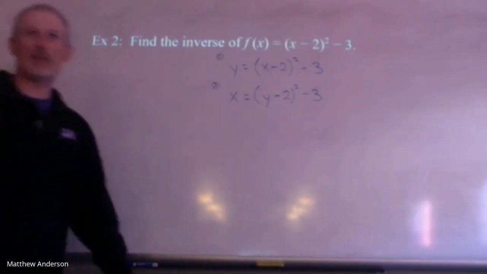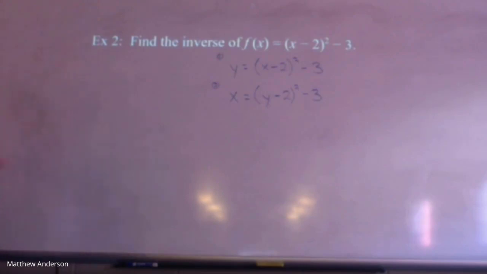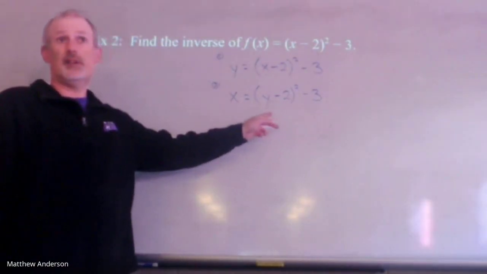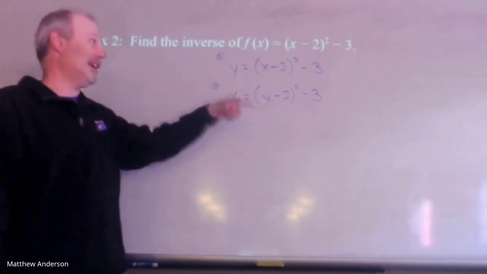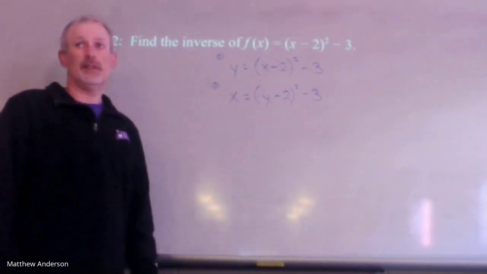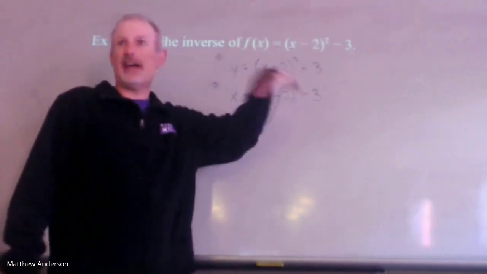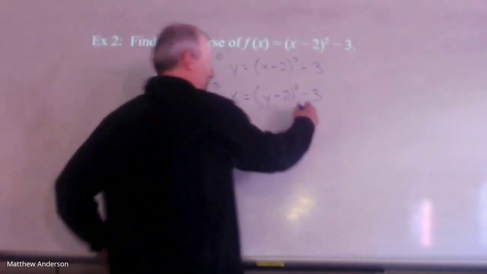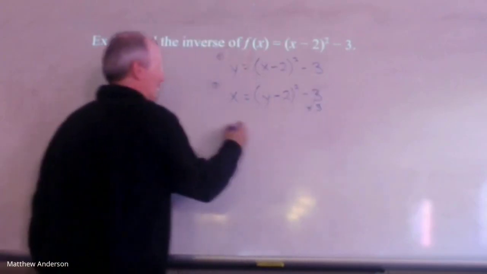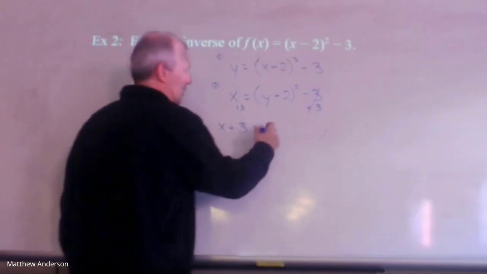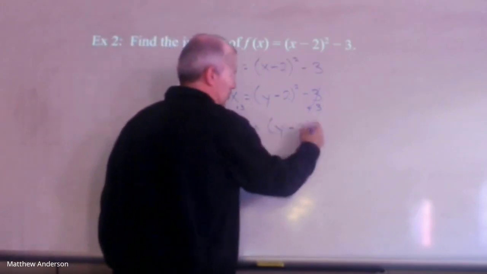Now here's where we get to step 3. This is where we have to do all of our work. So our goal now is to get this y by itself. What would we do first to begin getting that y by itself? Yeah, we want to get rid of this 3. We want to take off the outer layers, right? So we're going to get rid of this 3 by adding 3. That cancels, and now we're going to have x plus 3 equals y minus 2 squared.